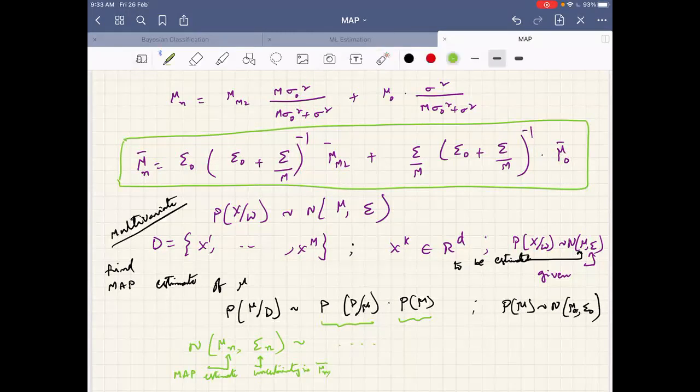Yes, sir. This is the solution I have directly written. The proof is there in Duda and Hart, so I'm skipping that in the interest of time. We will move on to the discussion on the next topic now.